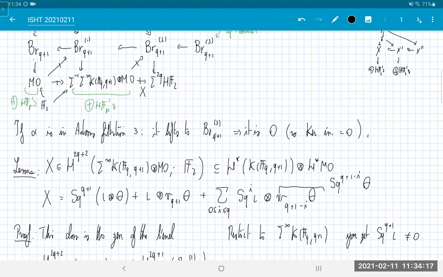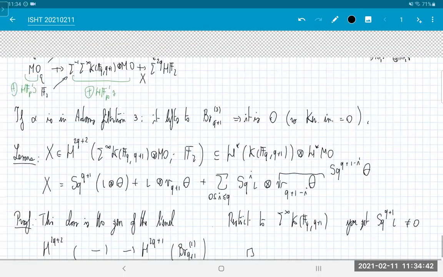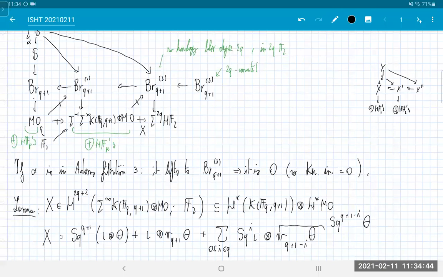And for degree reasons, HI and HJ will eat up one piece coming from this sequence and one piece from this sequence. So the only possible way it cannot be zero is when J equals K. This is a bit vague. So let me be maybe a bit more precise. I want to identify which classes in the homotopy of S can compose to something non-zero here.